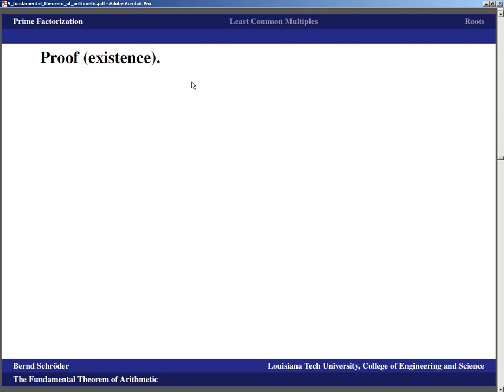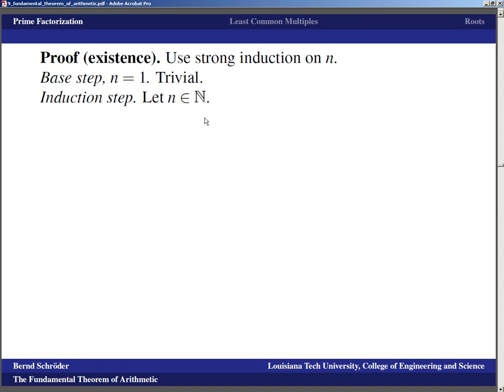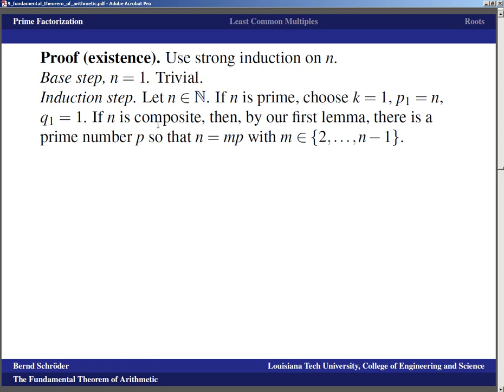First, we prove that there exists such a factorization. Remember, anytime you've got an existence and uniqueness result, you often first prove existence, then you prove uniqueness, or vice versa. And so here we're using strong induction on n. The base step n equals 1 is trivial because we have n equals 1 as a separate case. For the induction step, you take n to be a natural number. If n is prime, you choose k equals 1, p_1 equals n, q_1 equals 1, and you're done. And if n is composite, then by our first lemma, there is a prime number p, so that n is equal to m times p, where m is between 2 and n minus 1.